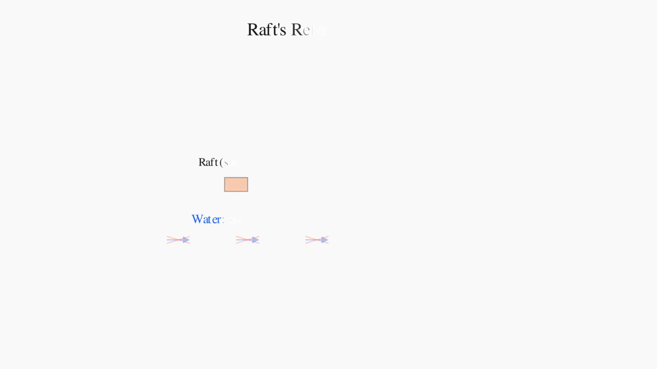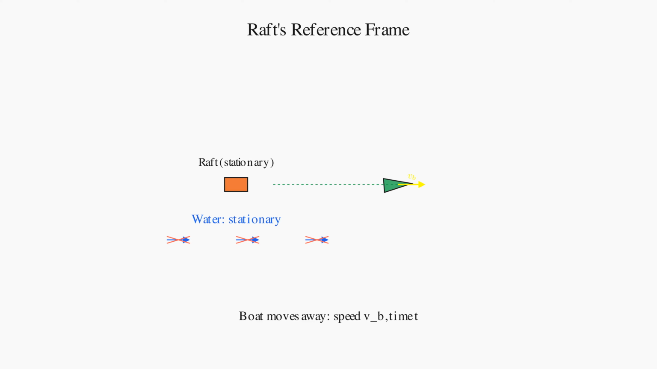In the raft's reference frame, the water appears stationary. The raft just sits still. In this frame, the motorboat simply moves away from the raft at speed v sub b for time t. Then it turns around and returns at the same speed v sub b.